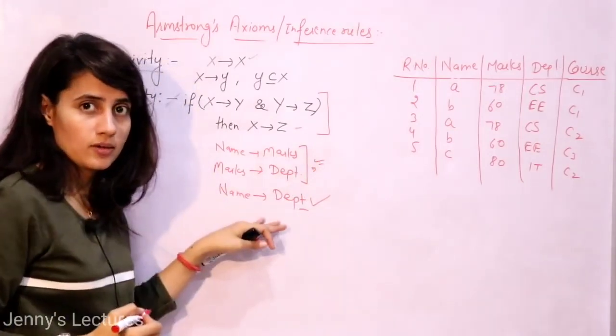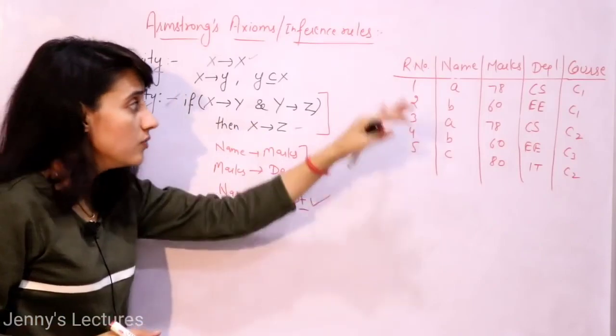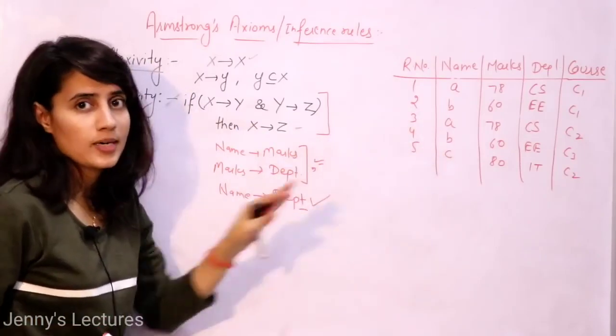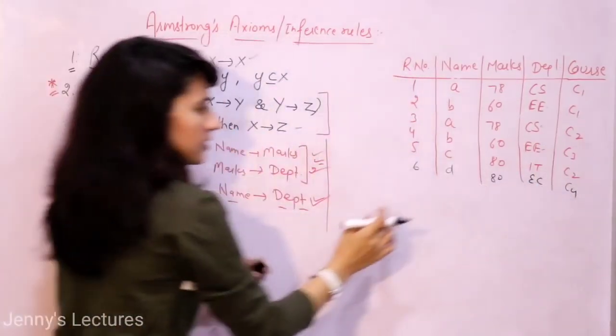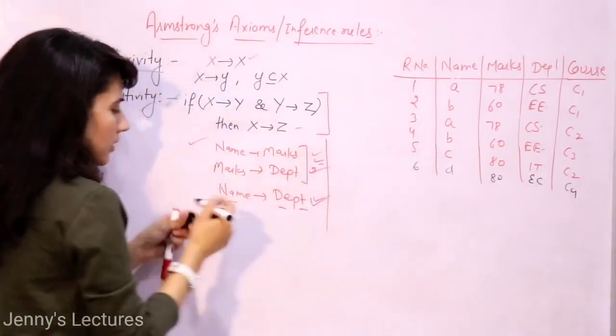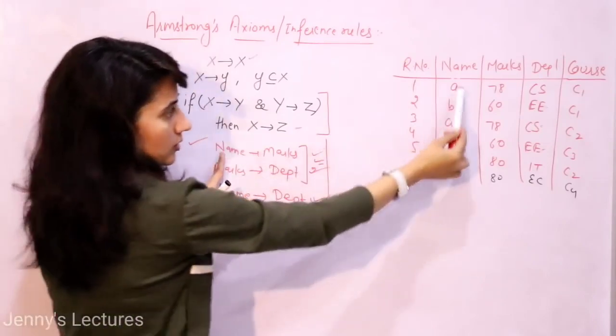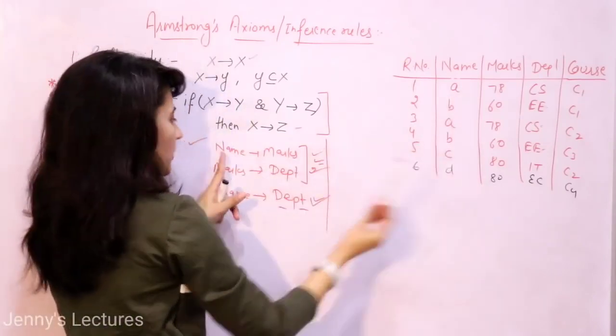That is why I told you that using these rules, you can find out all the functional dependencies on a relational database. Let us take this example. I have added one more record in this table. Now check here. This dependency exists, name determines marks. Yes, this exists here, right?